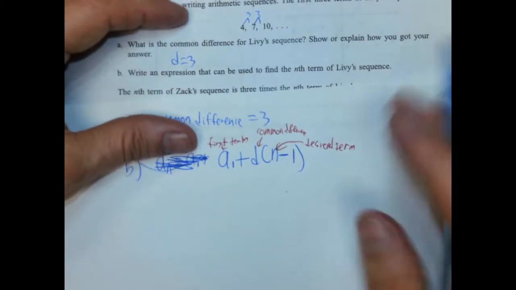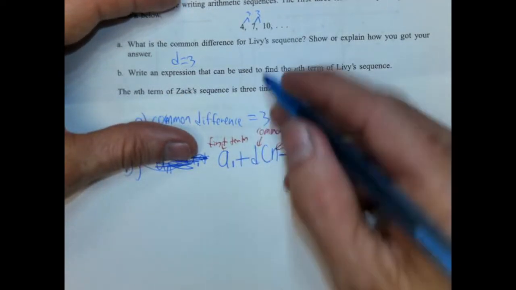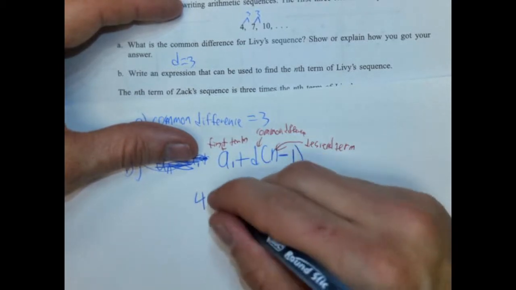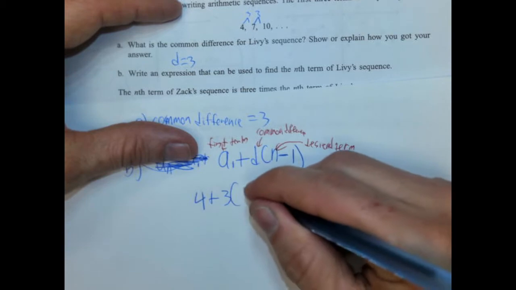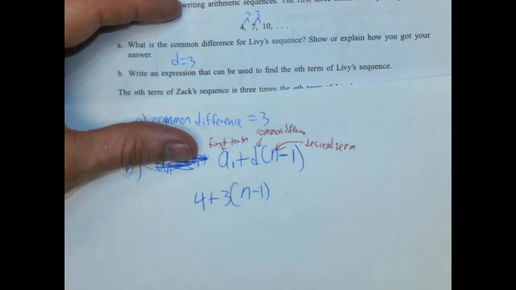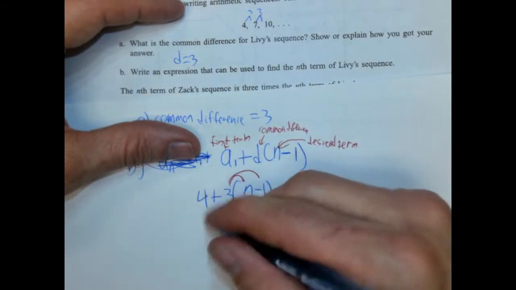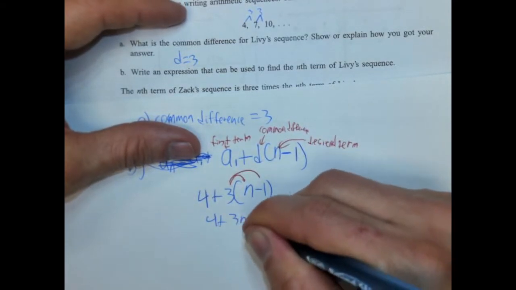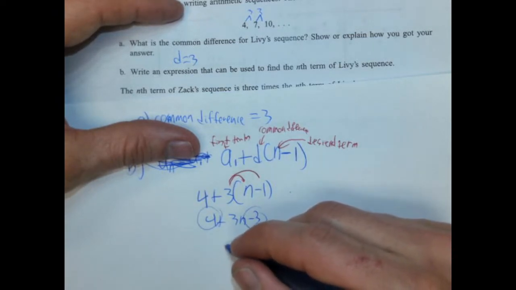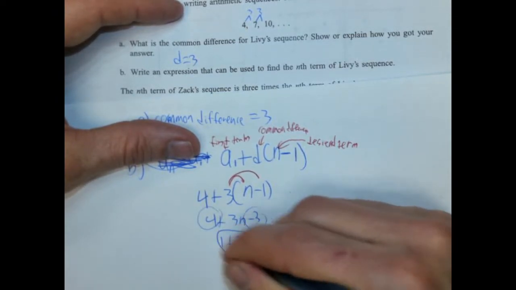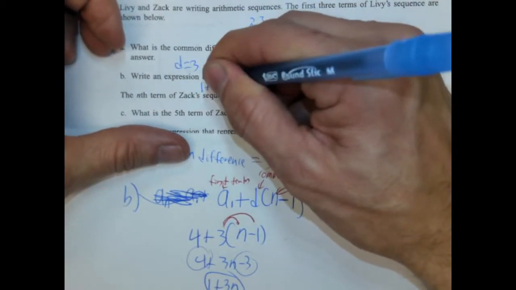So write an expression. So this is it. I'm just going to clean this up a little bit. So first term is 4. So 4 plus, and our common difference is 3, n minus 1. We're going to simplify all this. So we're going to distribute the 3. So 4 plus 3n minus 3. Combine the 4 and the negative 3, and it's going to be 1 plus 3n. And that's it, part B. So 1 plus 3n.